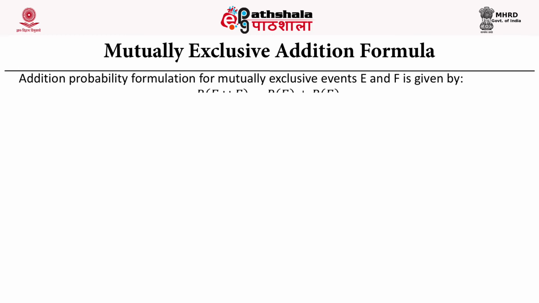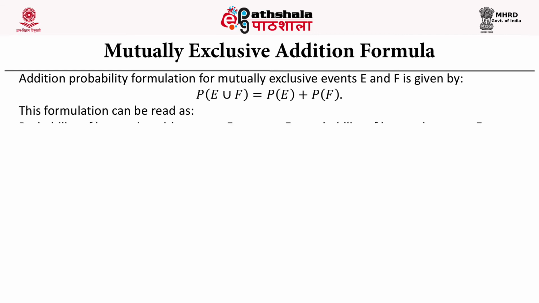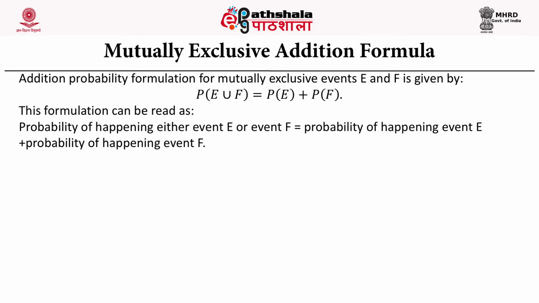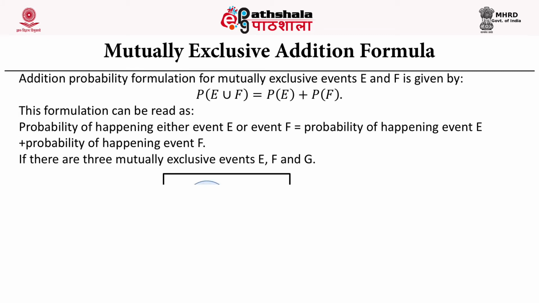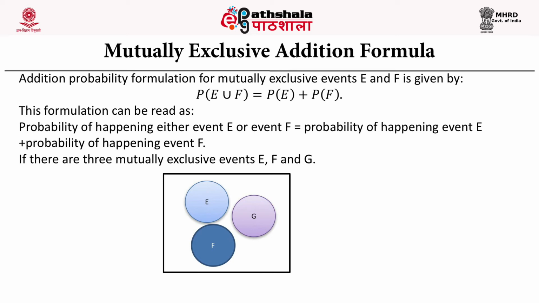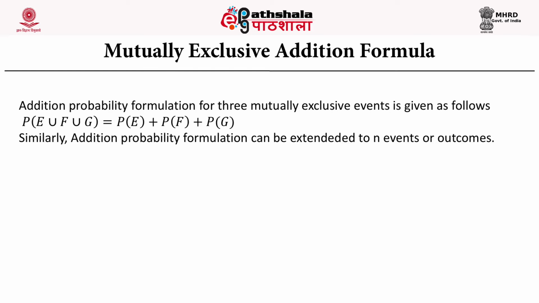Addition probability formula for mutually exclusive events E and F is given here as probability of E union F is equal to probability of E plus probability of F. This formulation can be read as probability of happening either event E or F is equal to probability of happening event E plus probability of happening event F. If there are three mutually exclusive events, the addition probability formula is probability of E union F union G is equal to probability of E plus probability of F plus probability of G. Similarly, addition probability formulation can be extended to any events or outcomes.